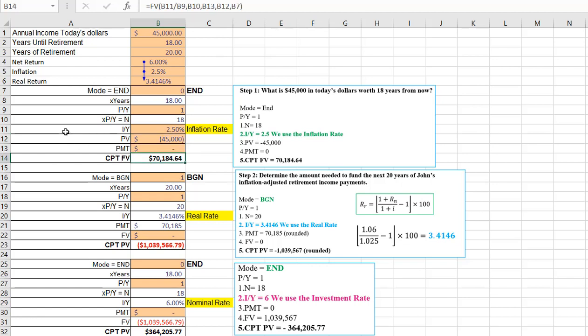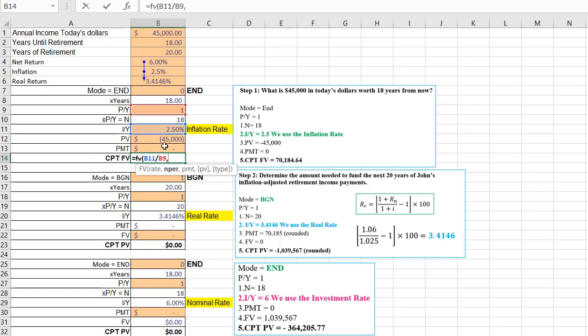Or here we can do it in Excel, calculate the future value, 70,184.64. If I just delete that just to show you how to do that, equals future value. Then I hit the bracket. It's asking me for the rate first, so I click on the rate, but it's important that I divide it by the periods per year.